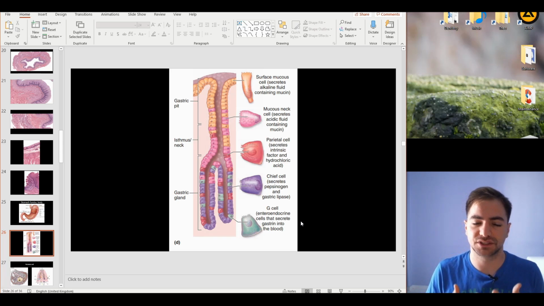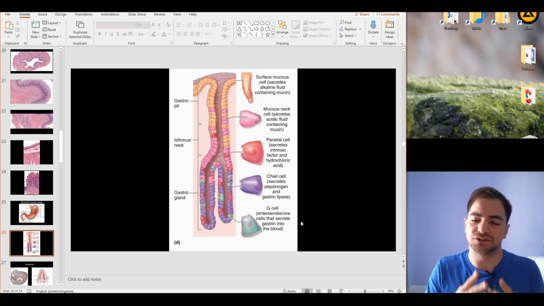Then we're going to find this highly productive chief cell. This produces, of course, trypsinogen. What is trypsinogen? Trypsinogen is an enzyme precursor that will eventually convert into pepsin, and pepsin, of course, is a protease. This is specifically an enzyme that cleaves proteins. And lastly, we're going to find the G cell.